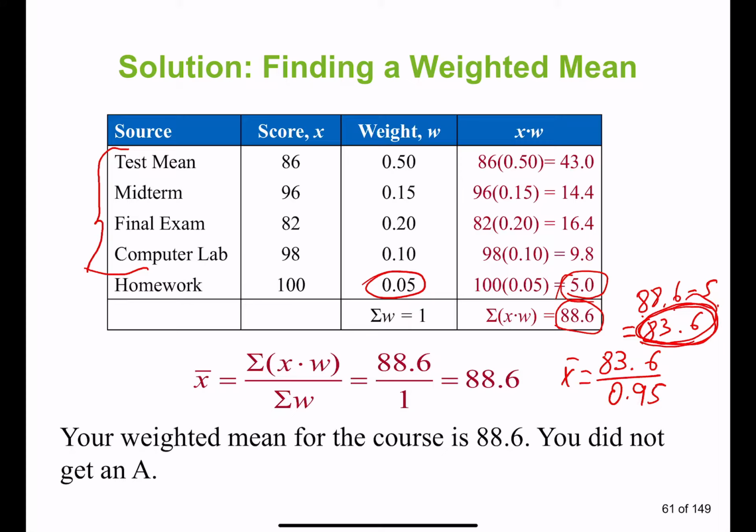And since at the bottom we add up every single weight, now if I add up, since homework is 5%, I'm going by elimination: 1 minus 0.05, I'm getting 95% or 0.95, and whatever points I get, that will be my average. So let me divide 83.6 by 0.95, and that is going to give me 88.